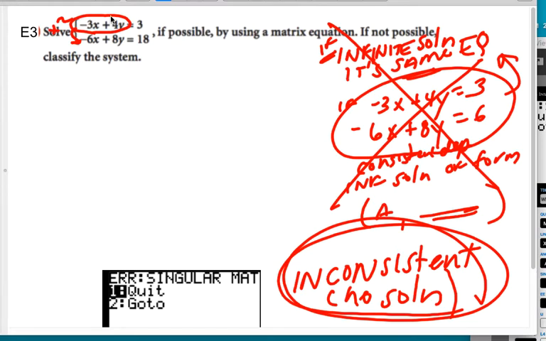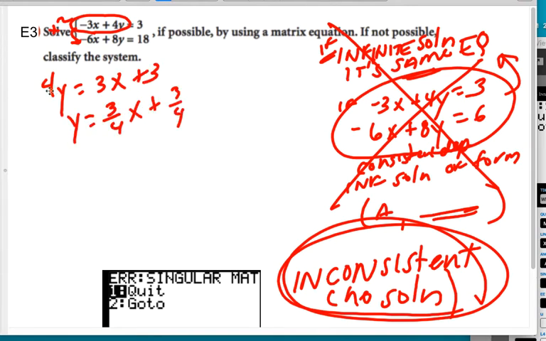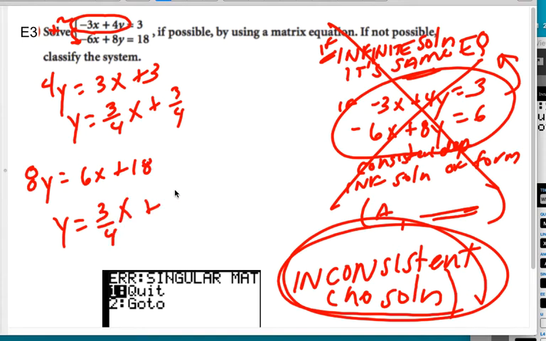So if you wanted to solve these for y, you could, right? If you solve these for y, you're going to get 4y equals 3x plus 3. So you're going to get that y is 3/4 x plus 3/4. And if you solve the other one for y, you're going to have 8y equals 6x plus 18, which means you're going to get y equals another 3/4, because that's what 6/8 is, right? And then this is going to end up canceling some 2's, and I'm going to get 9/4.